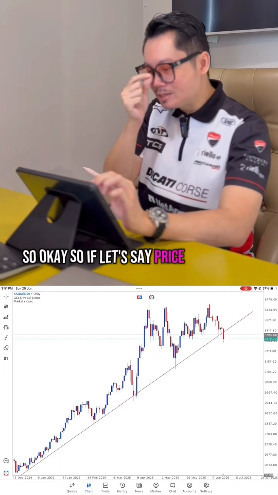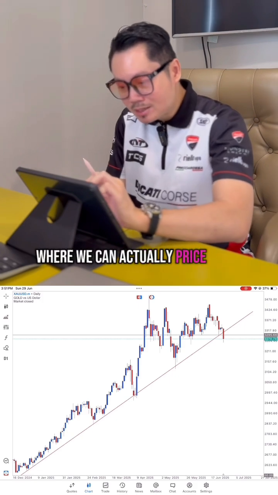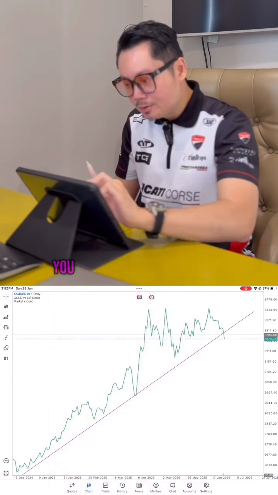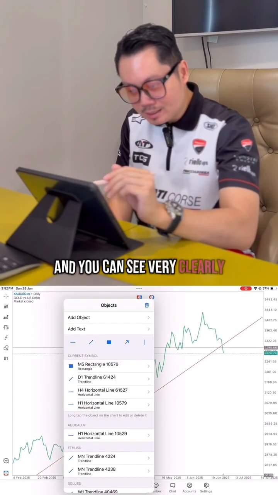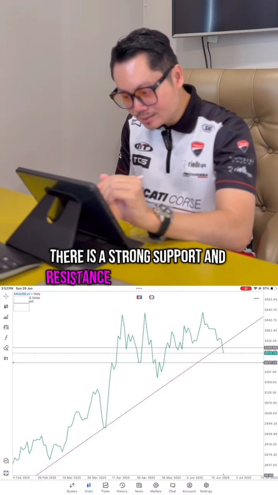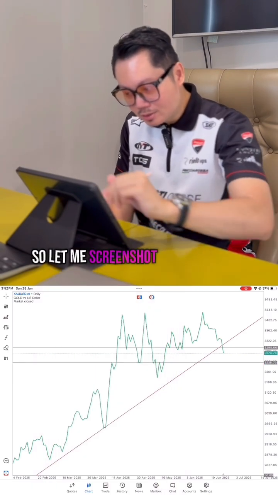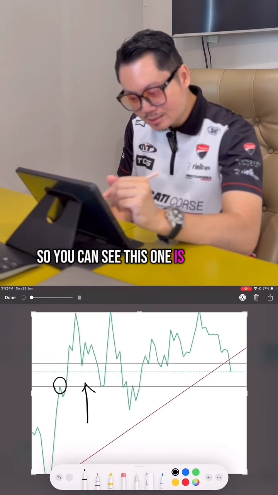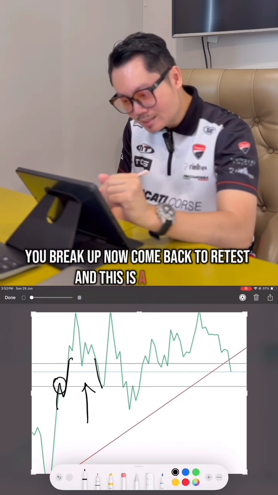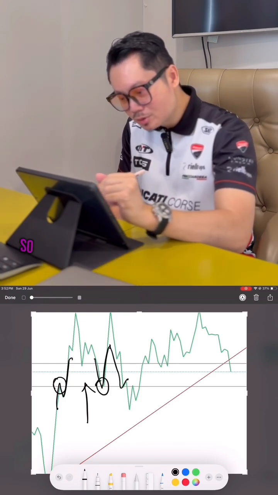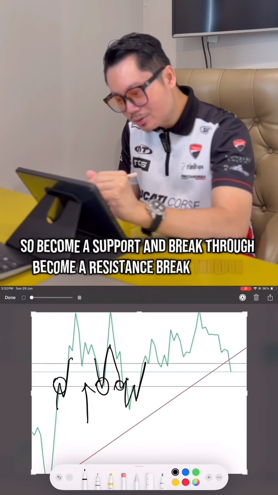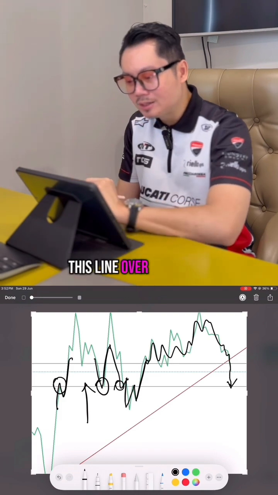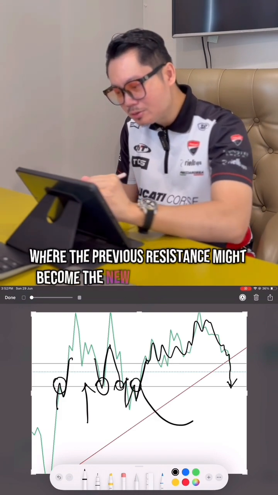If price goes down, where can we expect it to go? Another thing you can do is go to the line chart, and you can see very clearly there is a strong support and resistance area over here. Let me screenshot. You can see this particular line here is a strong support resistance. It broke up, came back to retest this line, and became a support. Gold might have the potential to drop back all the way to this line over here, where the previous resistance might become the new support area.